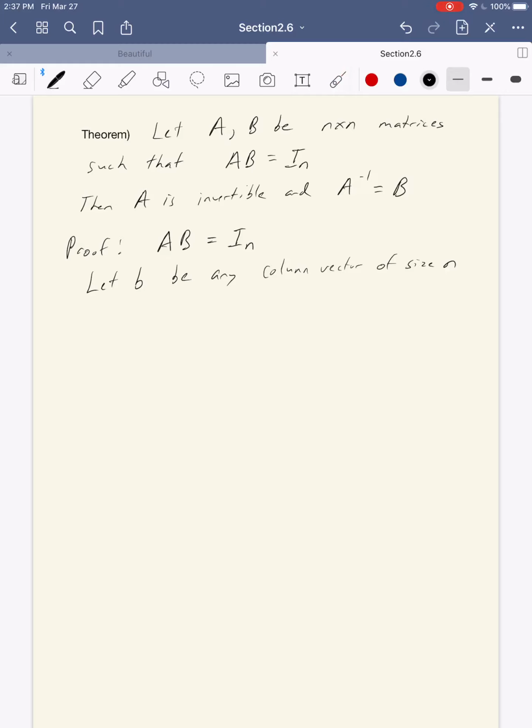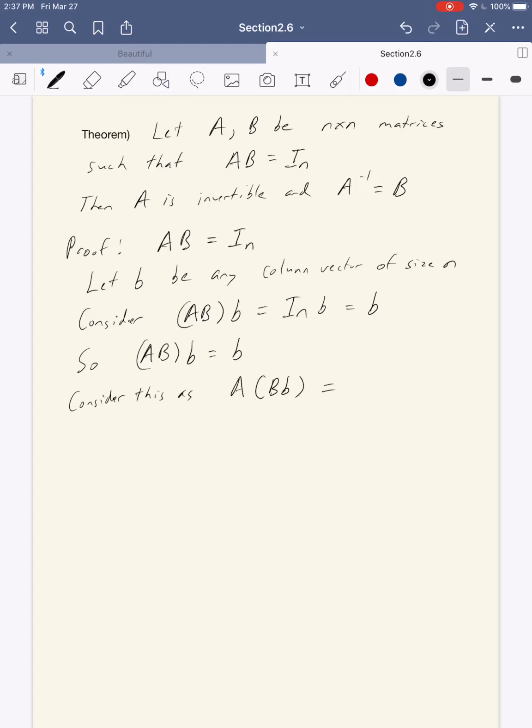All right, so let's consider AB times b. Well, what do we know about that? We know that AB is the same as I_n, the identity matrix, times b, which is the same as b. So AB times b is equal to b. Not particularly interesting, but let's do a clever grouping with this. Let's regroup this as A(Bb) equals b.